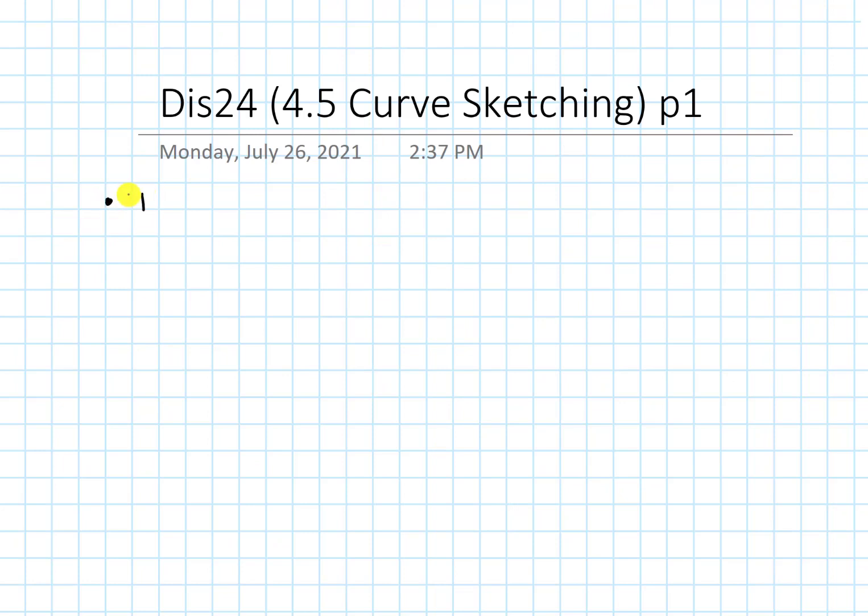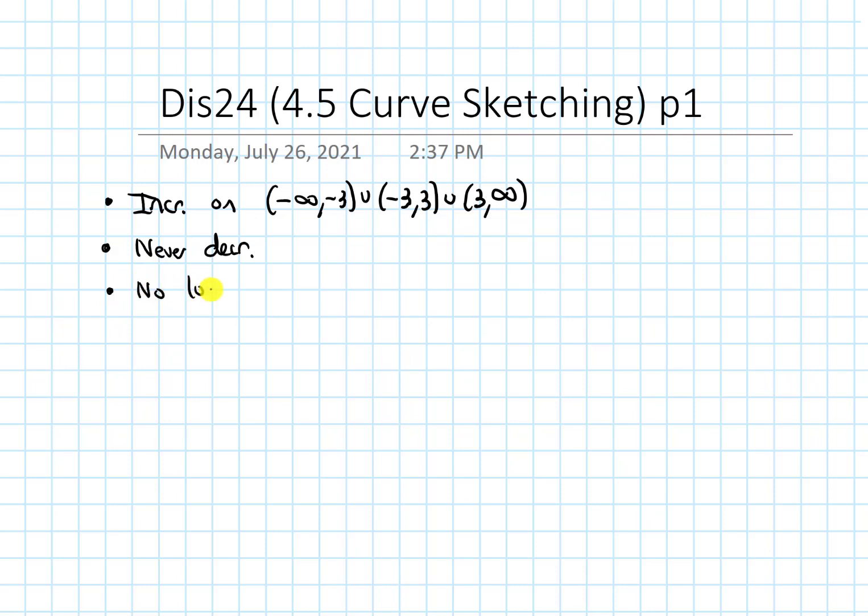So writing that down, my function is increasing on -∞ to -3, union -3 to 3, union 3 to infinity. I can't combine these even though these are consecutive intervals because my original function is not continuous at -3 or at +3. Okay, and from my number line, I can see that this is definitely never decreasing. So never decreasing. And there are going to be no local extrema.